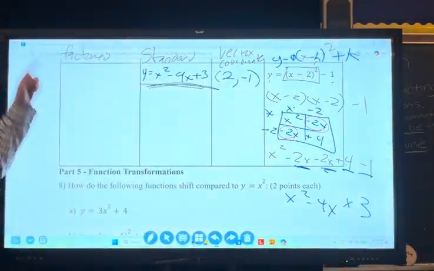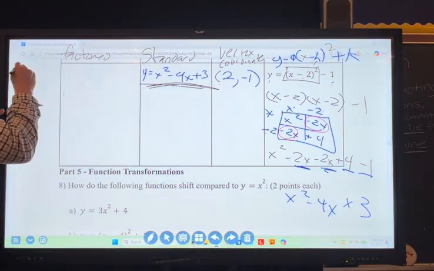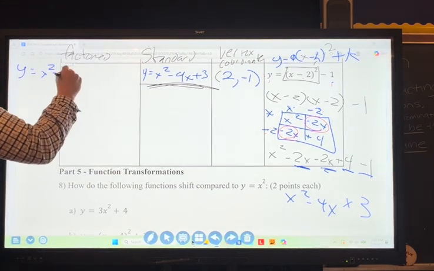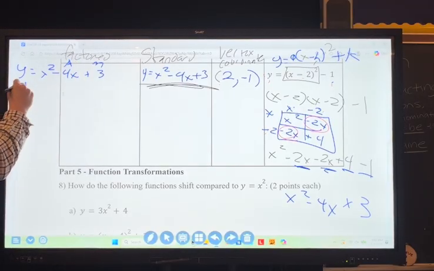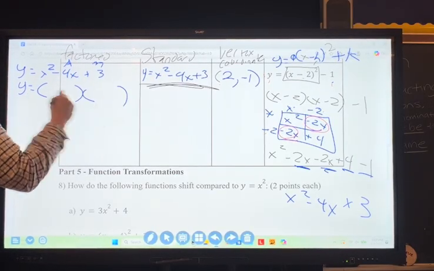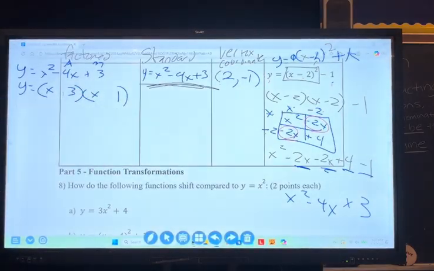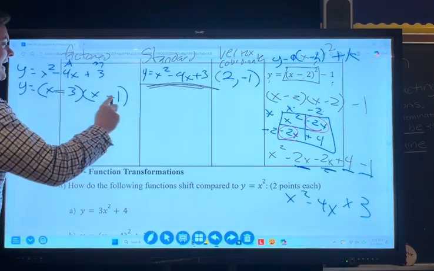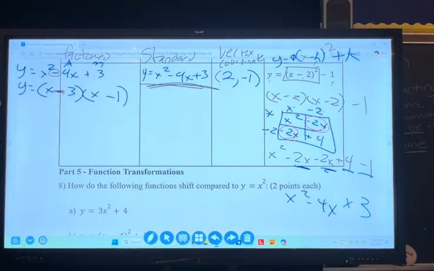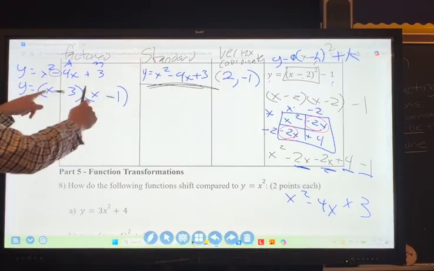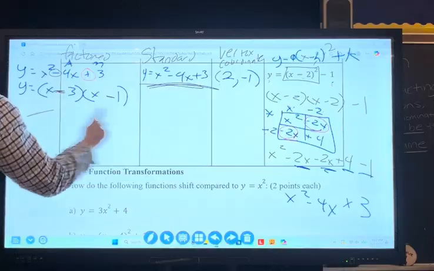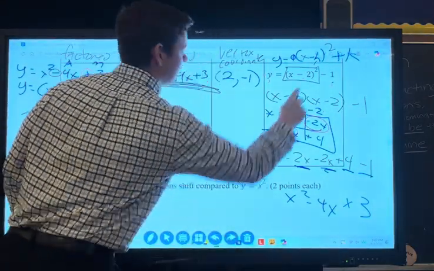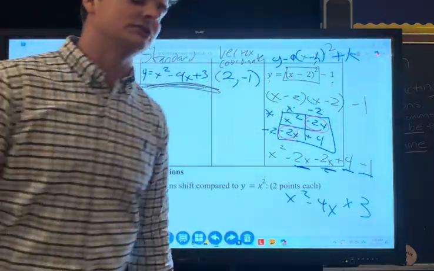Standard form. Now I get my factored form. I need to find what multiplies to 3 and adds to negative 4. And I know that my only options are 3 and 1, because that's the only factors of 3. And they both have to be negative in order to add to a negative 4. I also know that if they're both negative, they multiply to a positive. Factored form, standard form, vertex form. Cool, almost done.